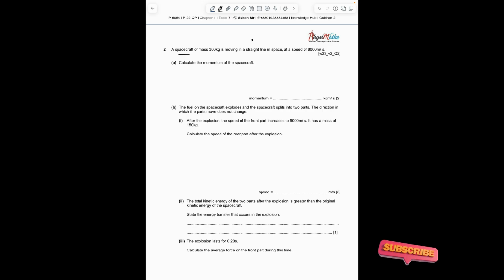A spacecraft of mass 300 kg is moving in a straight line in space at a speed of 8000 meters per second. Calculate the momentum of the spacecraft. Momentum equal to mass multiplied by velocity. So which is 300 multiplied by 8000. It means 2,400,000. So we can write in the standard form, 2.4 into 10 to the power 6.